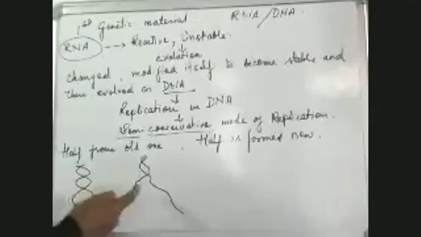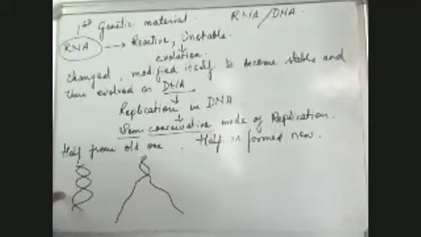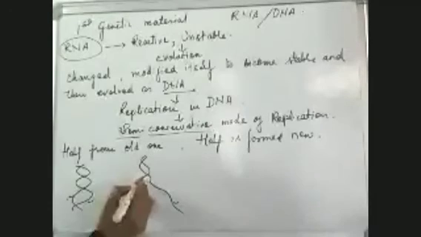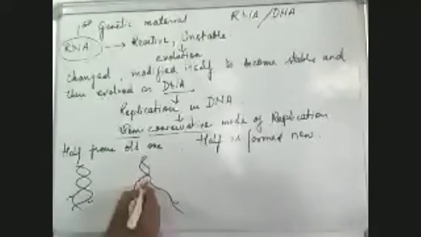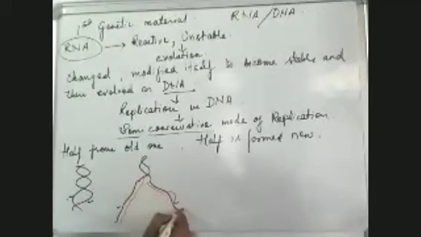Now what happens? This black colored strand is already this strand and this strand, these black colored strands. And on these black colored old strands, the new strands are formed. Suppose here, the new strands are formed on these black ones. And then they also wind around them.